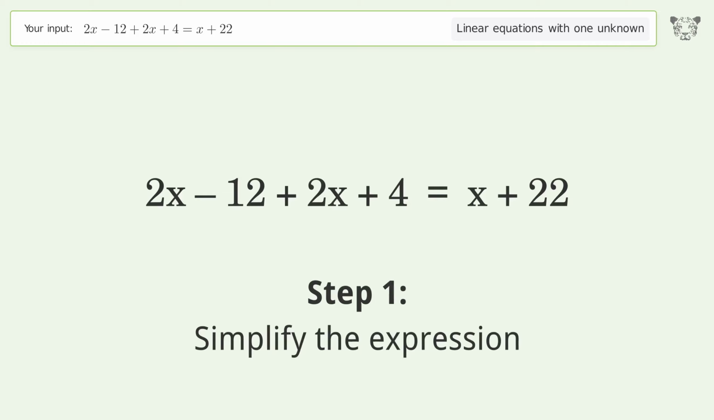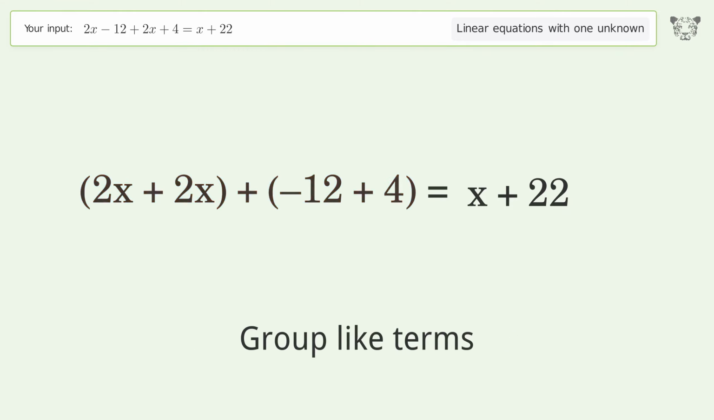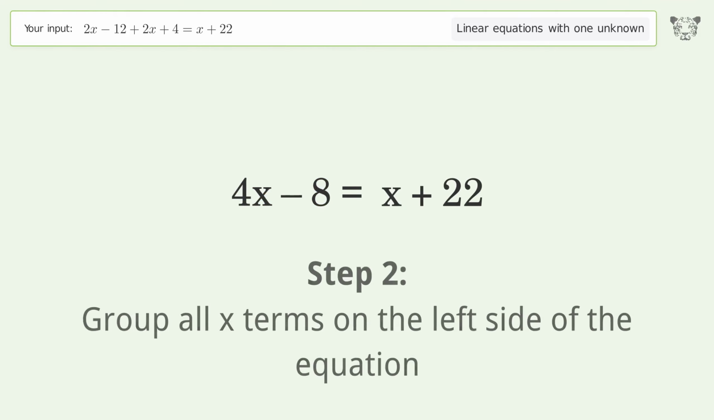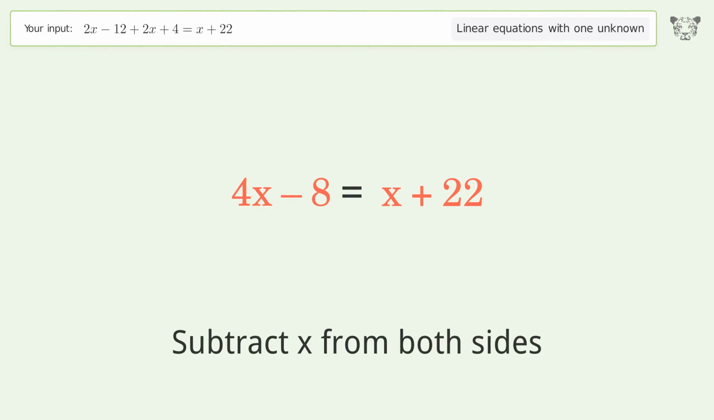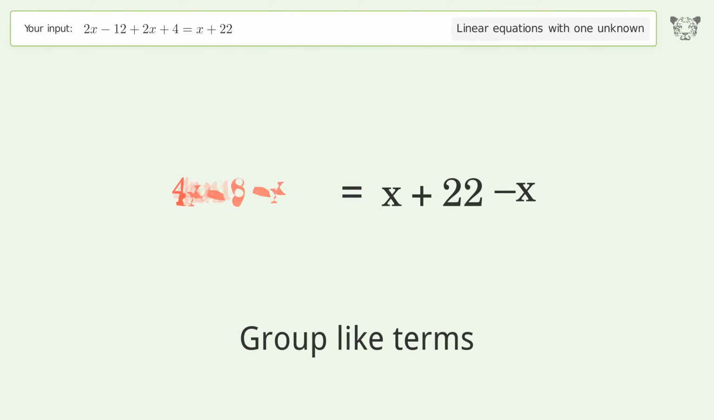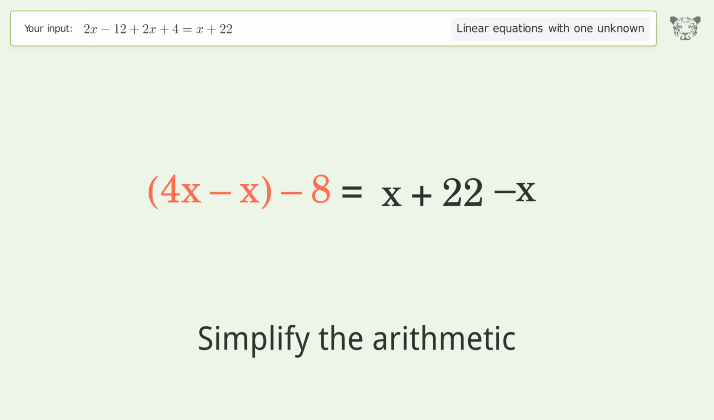Simplify the expression. Group like terms. Simplify the arithmetic. Group all x terms on the left side of the equation. Subtract x from both sides. Group like terms. Simplify the arithmetic.